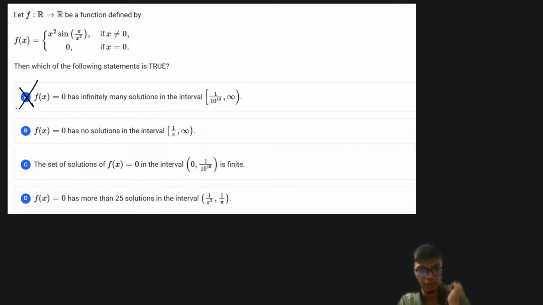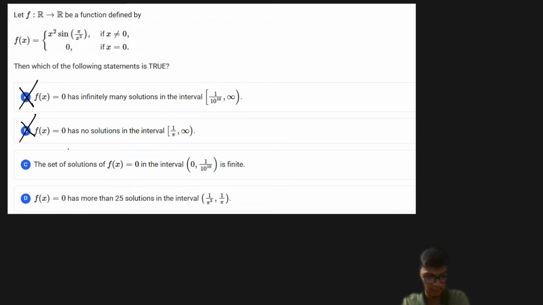Similarly, f of x equal to 0 has no solution in the interval 1 upon pi to infinity. That is also wrong, because f of x equal to 0 at x equal to 0. This is also wrong, right? And similarly, the set of solutions of f of x equal to 0 in the interval 0 to this is finite. Okay, this particular thing is finite.